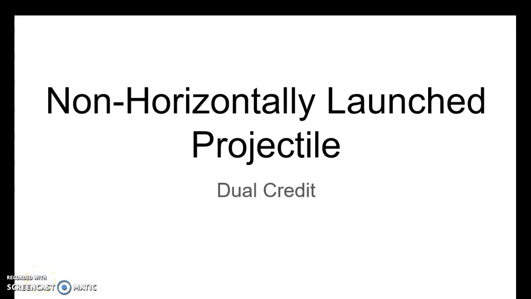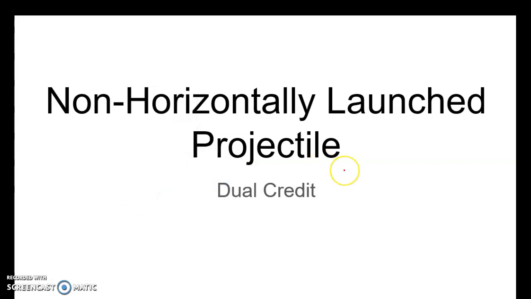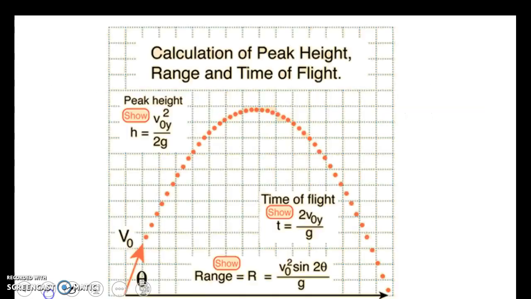Alright, today we're just going to look at the math for non-horizontally launched projectiles, or those launched at an angle. It says dual credit, but of course this is welcome to everyone to watch, because at some point, if you take more physics, you're going to know how to do this anyway.